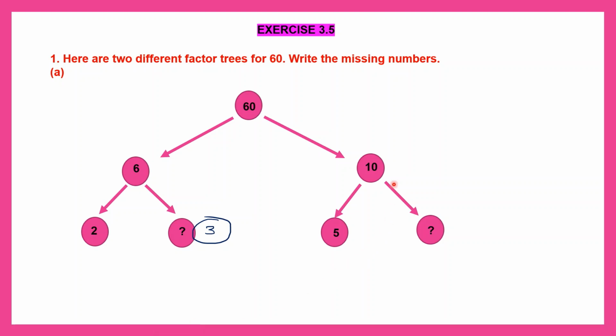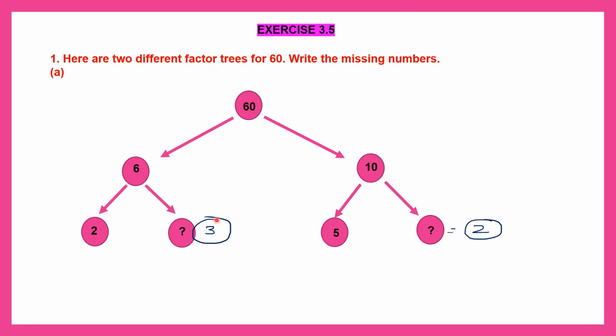Then here we have 5. As you can see, 10 is broken down again into 5 and what? 5 twos are 10. So this is equal to 2. So we've got our answer to the first one. The first missing number is 3 and the second missing number is 2.